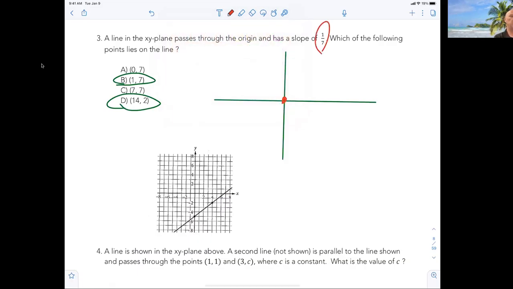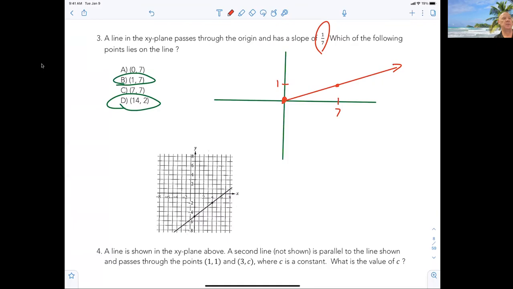It passes through the origin. What's the slope? 1/7. Does everybody remember that means you're going up one and to the right 7? Does everybody agree with that? So what I did was I just put this point right over here. I made this a 1 and this a 7, and then I just drew this line. Now, why didn't I go to the left? Because I didn't see any negatives. Does everybody agree with that?